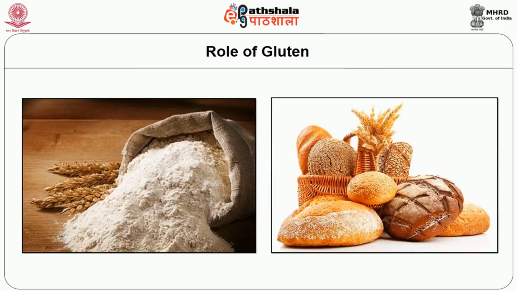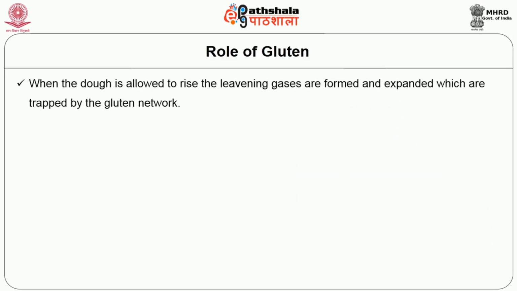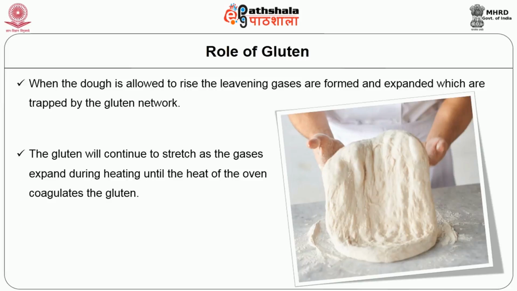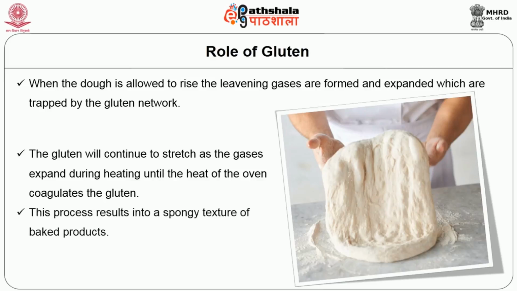in bakery products. When the dough is allowed to rise, the leavening gases are formed and expanded, which are trapped by the gluten network. The gluten will continue to stretch as the gases expand during heating until the heat of the oven coagulates the gluten. This process results in a spongy texture of the baked product.